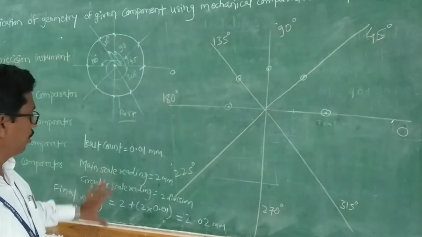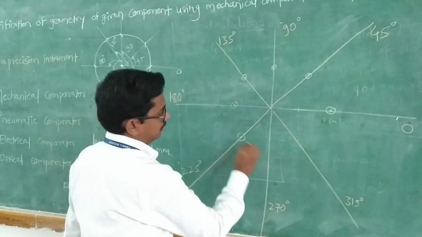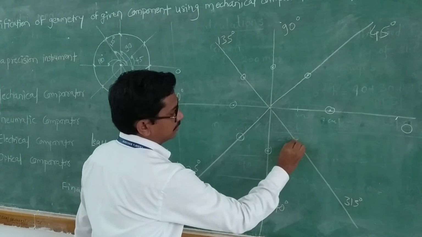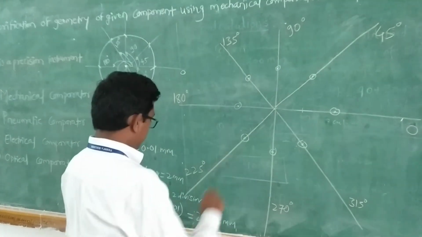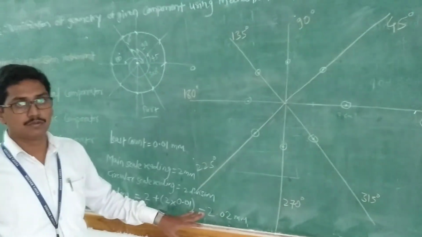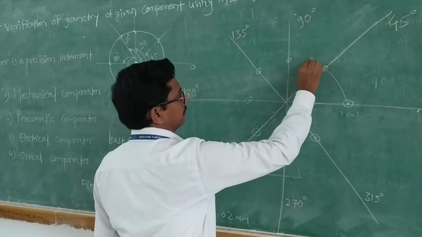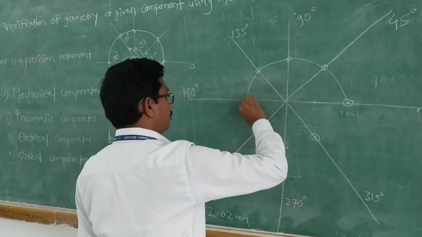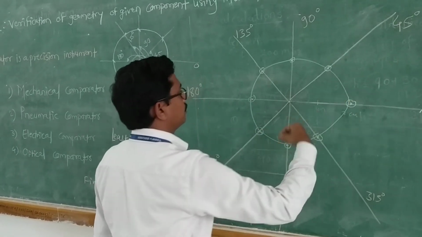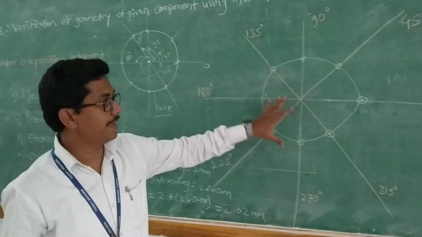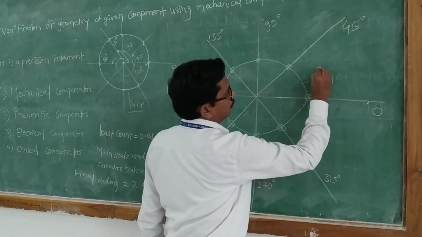We have to repeat this method 8 times, and we will get different readings. Remember, this variation will be very small. If you join all the points, the graph we get will be somewhat like this. This graph represents the circularity of the part.